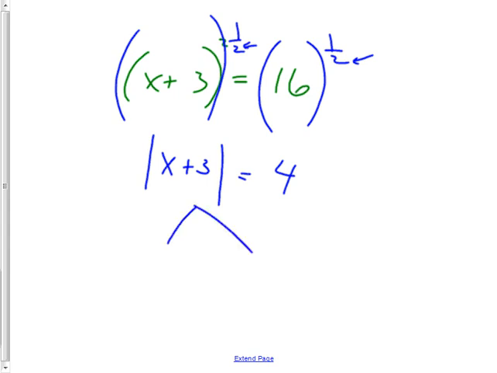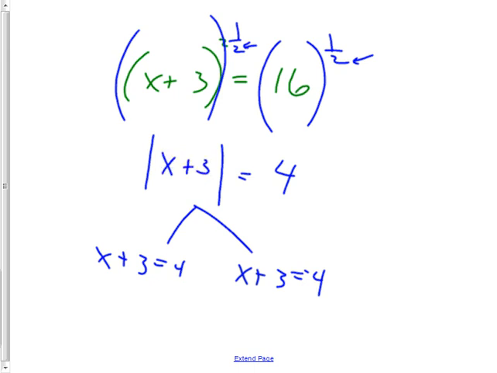Then that breaks up into 2 equations. X plus 3 equals 4. X plus 3 equals 4. But that would just be madness. It's the same answer then, right? So this has to be the opposite of. Why? Because what's underneath here could either be 4 or negative 4. That's why we make it 4 and negative 4.